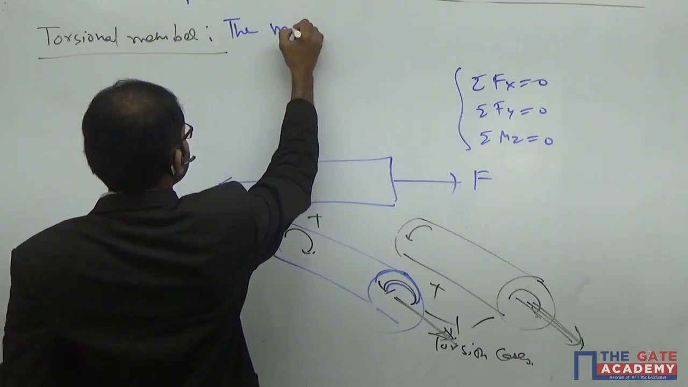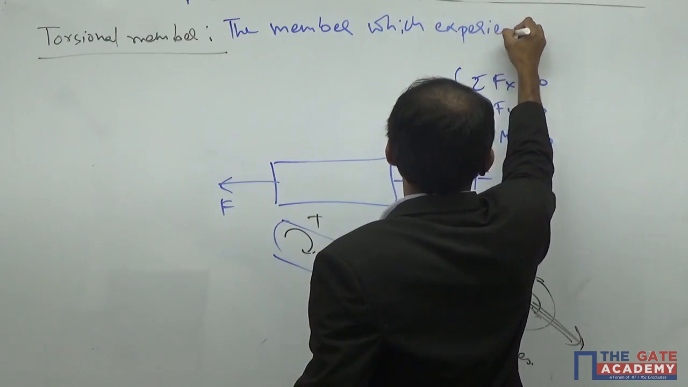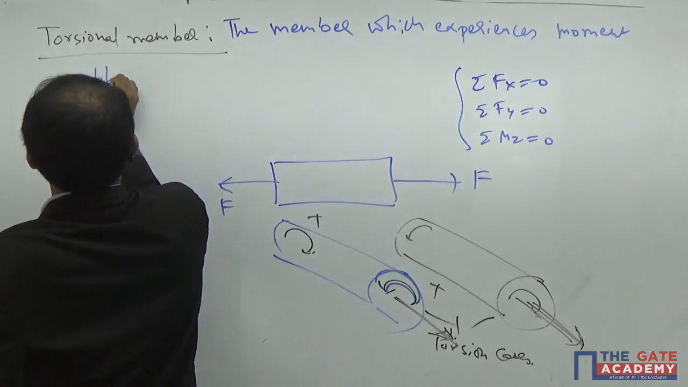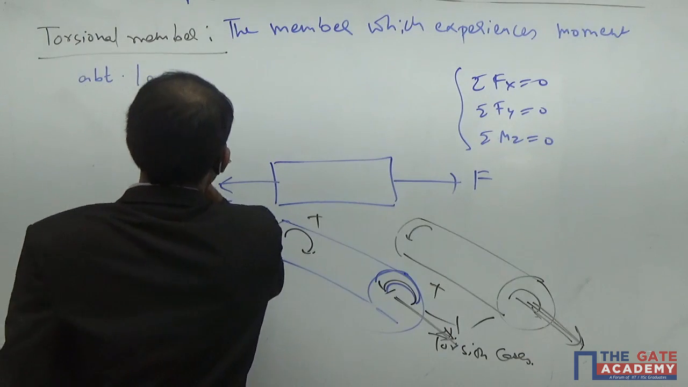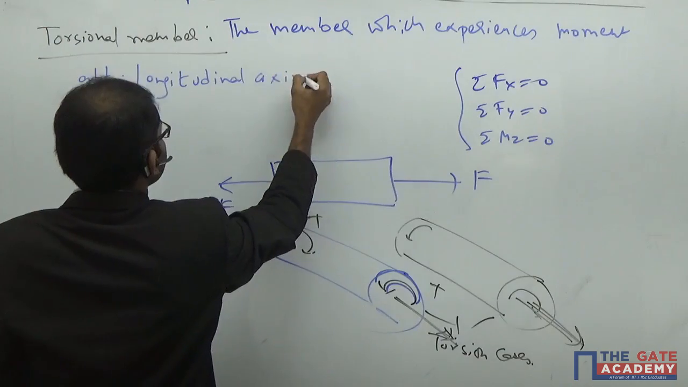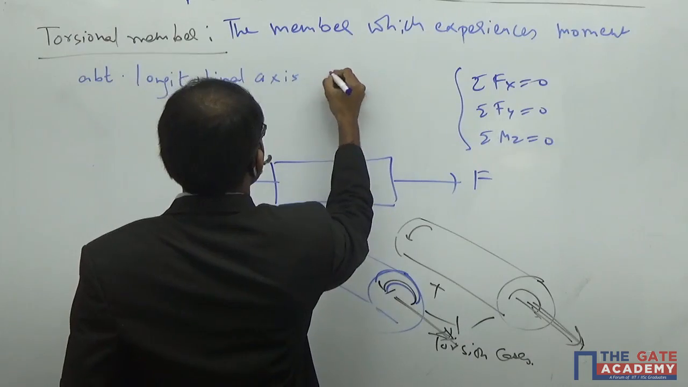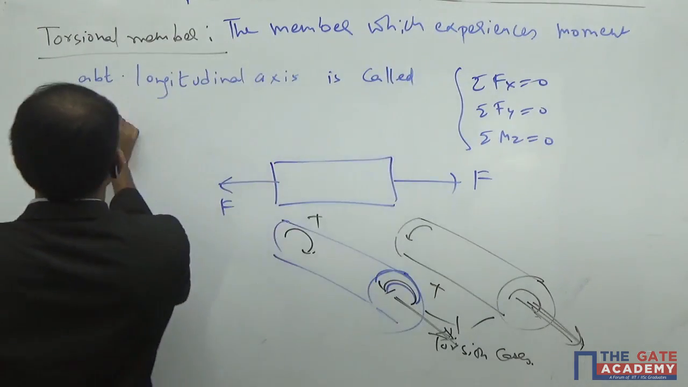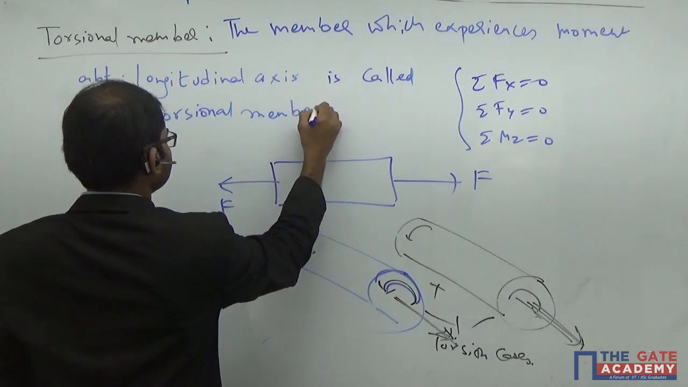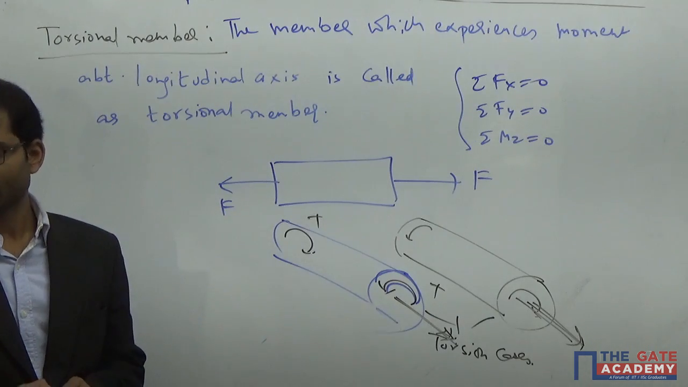The member which experiences moment about the longitudinal axis is called a torsional member. Okay, so please copy this one, make it fast.